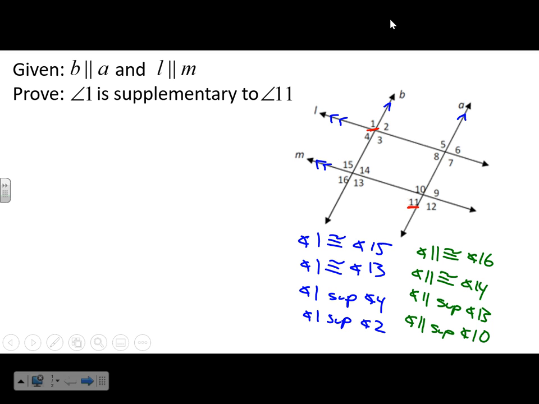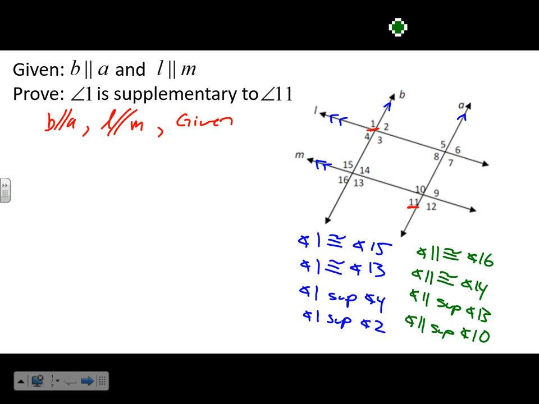So far, we haven't done anything with our proof. We just jotted down some notes that maybe are going to help us. So now let's get to our proof. Now, I always start with this just because you at least get some partial credit. If you just say B is parallel to A, L is parallel to M, and I know that because those are given. And again, I mark those on my paper.